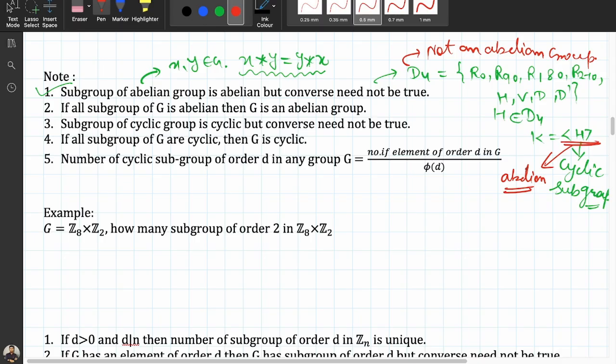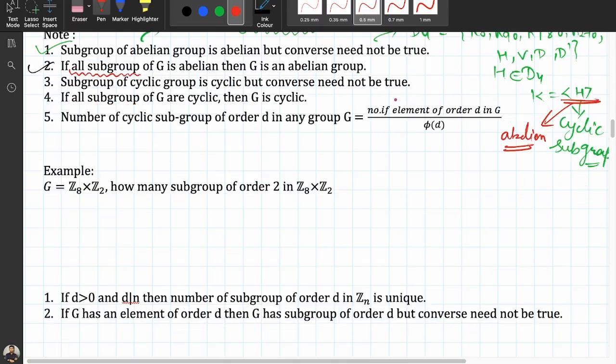So simply, the first property is that. Next, if all subgroups of G are abelian, then G is an abelian group. One more important thing: if all subgroups of G are abelian, that's very important, then the group is abelian.